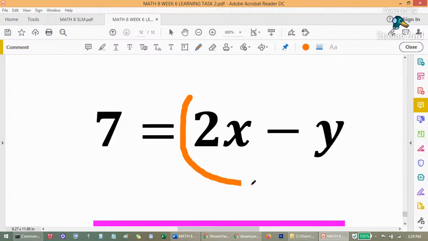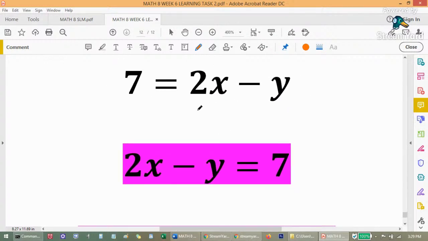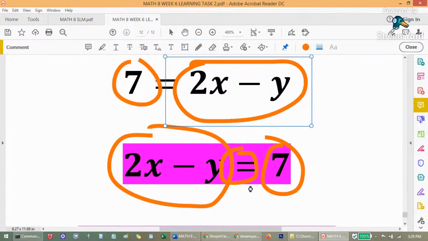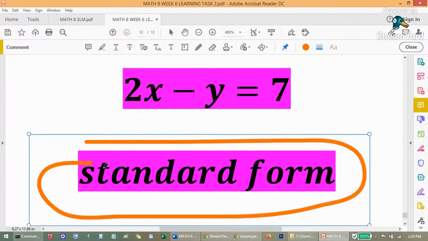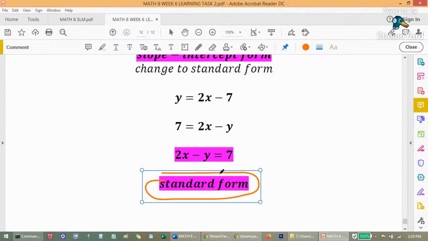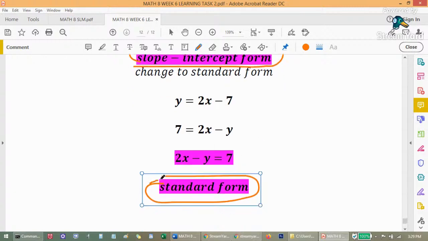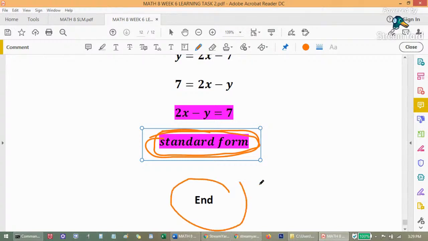7 is equals to 2x minus y. Therefore, 2x minus y is equals to 7. That's the equation in standard form. Dalawa kasi, isang slope-intercept form at isang standard form. Okay, that's the end for learning task number 2 of week 6.